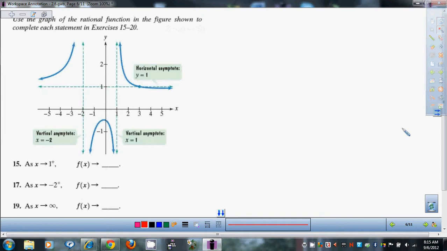Keith, what about number 15? Let's see. Positive 1 from the right-hand side. Positive infinity. Very good.